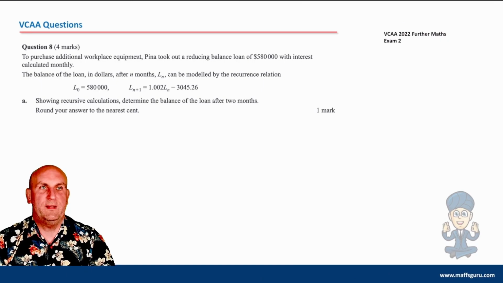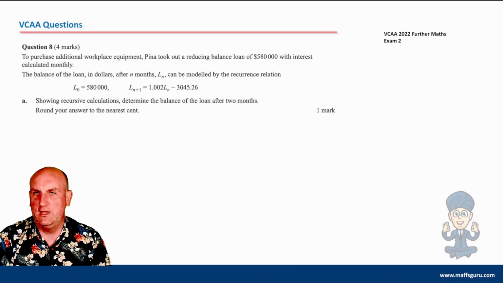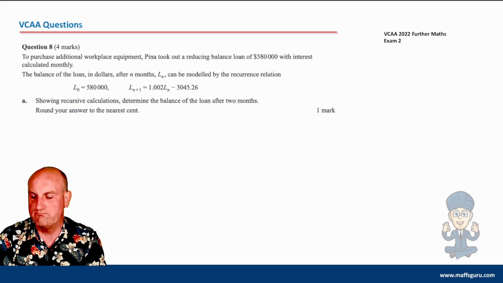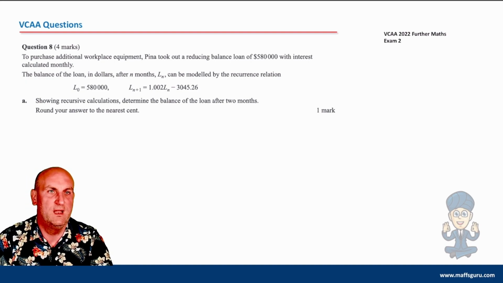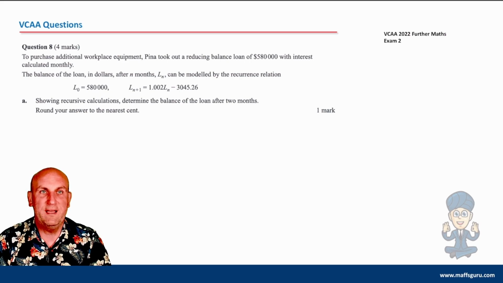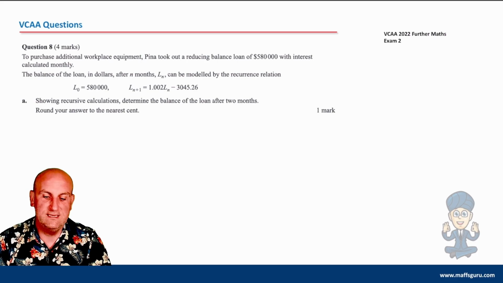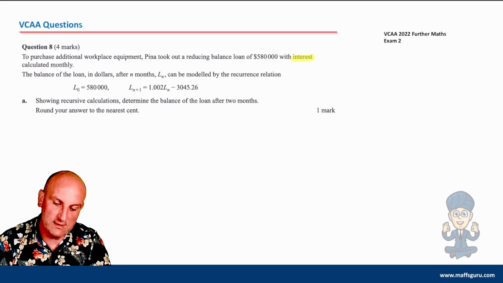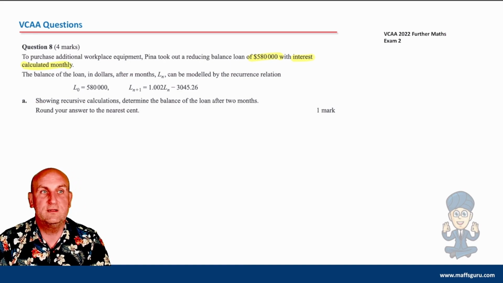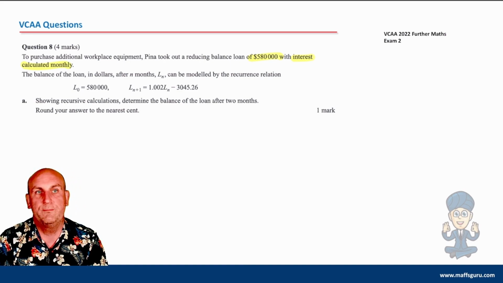To purchase additional workplace equipment. Now, obviously, this seems like it's continuing on from a question. Because this is from exam 2, they're generally context-based, or scenario-based. They've got a situation here where Pina is running some sort of manufacturing workplace. But anyway, to purchase additional workplace equipment, Pina takes out a reducing balance loan. And again, you've got to understand what that means. With interest calculated monthly. All right, so interest is calculated monthly. That might be important. And that 580,000 might be important. The balance of the loan in dollars after N months can be modeled by the recurrence relation.